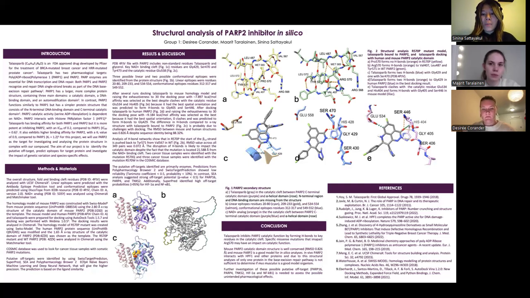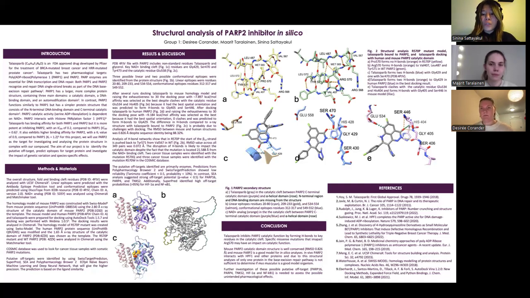Talazoparib has binding affinity for both targets, but is more potent at binding PARP2 with an IC50 of 0.2 compared to PARP1 with an IC50 of 0.6. It also exhibits higher binding affinity for PARP2 compared to PARP1. In that case, for this project, we will use PARP2 as a target for investigating and analyzing our protein structure in complex with our compound.